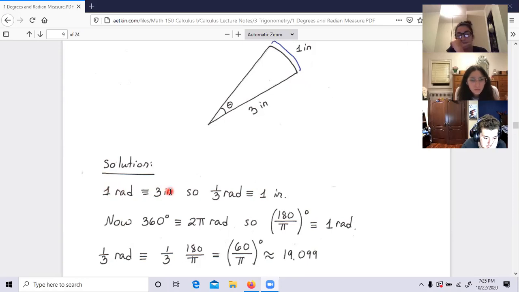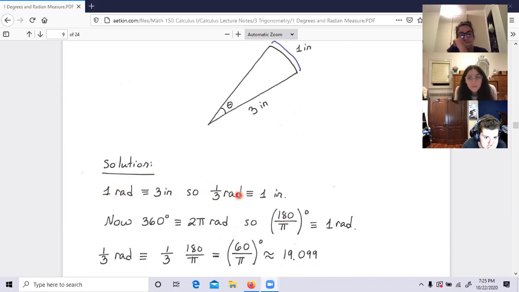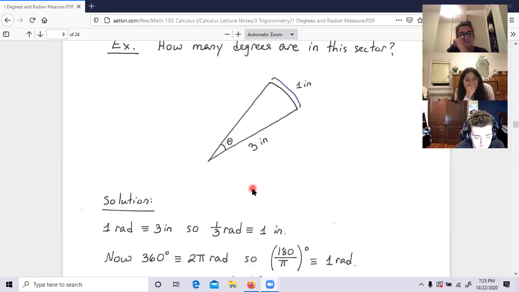I multiply everything by 1/3 because I want to know the crust. Multiply by 1/3, and 1/3 radian is 1 inch. So the radian measure is 1/3. Everybody clear? Confirm if you understand. I see I lost somebody.